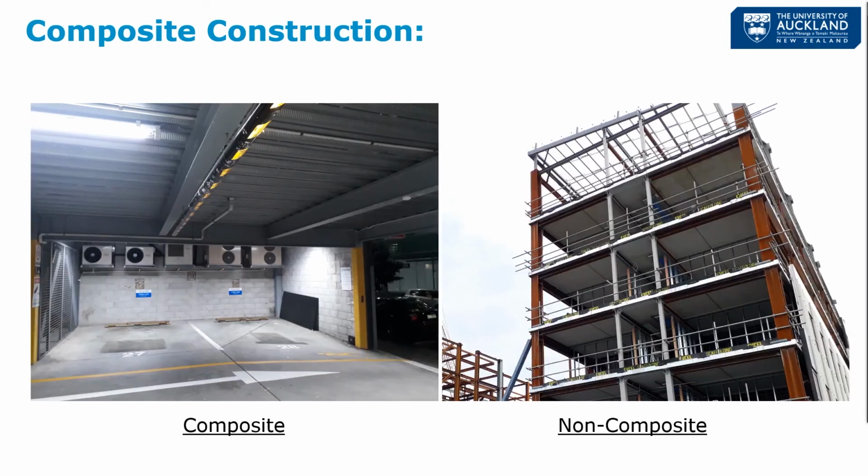And so if we look on the left, our composite construction, this is a parking garage. We'd have the decking, so I've got the red arrows on the direction which it's spanning, and you can see that it has these ribs here, and above the top flange of the secondary beams, we'd have those shear studs, so those sort of steel mushrooms which are welded onto the steel beams, and then the concrete of the decking is cast together, so that ties all of this together.